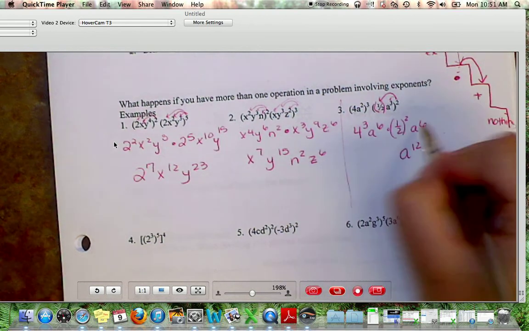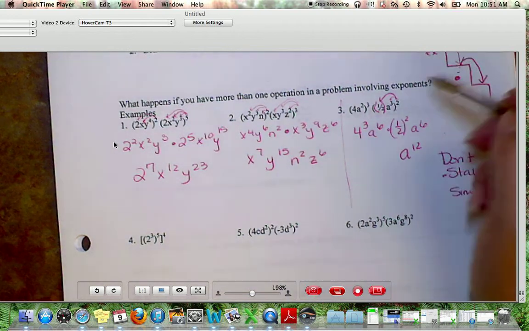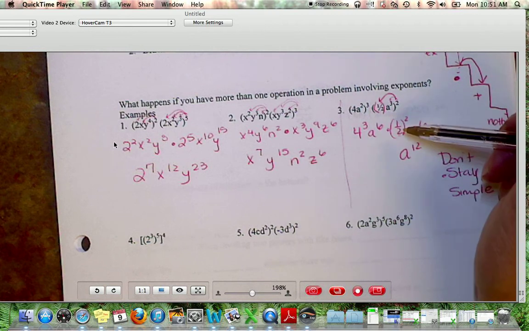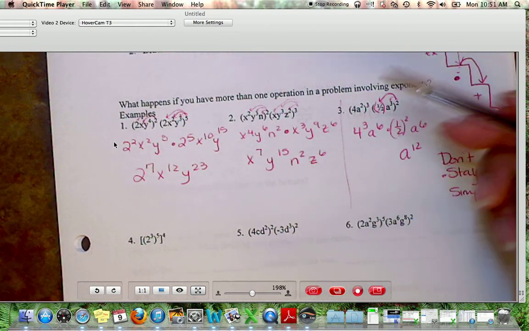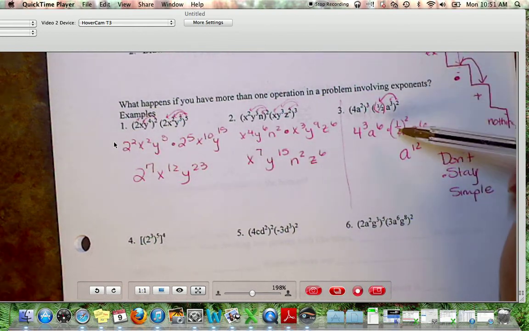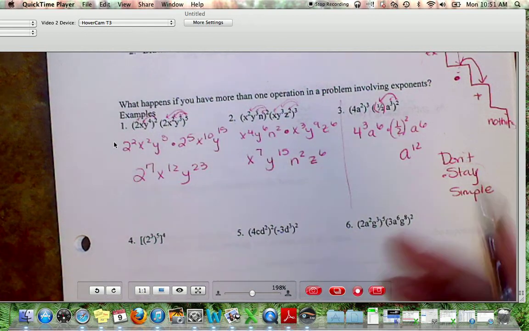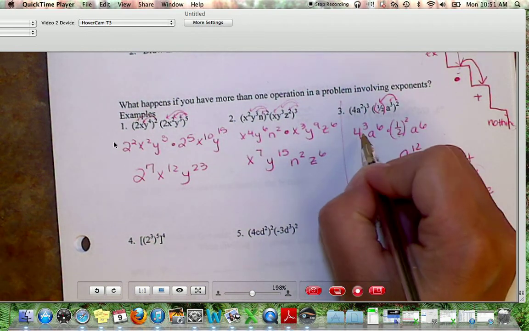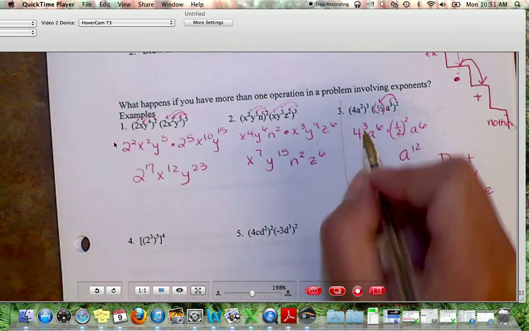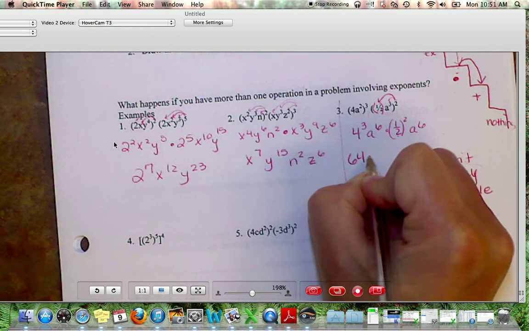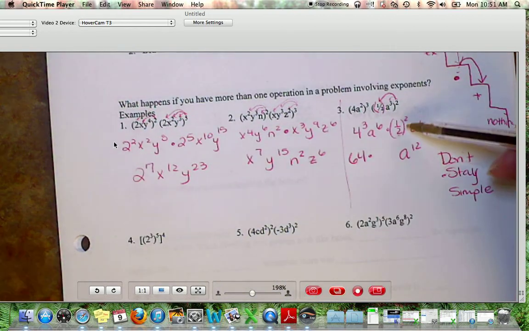That part's easy. It's the coefficients that are always the problem. Now, I know that the base 4 and the base 1/2 are not the same. So the only way I will be able to simplify this problem is if I convert them all to just regular numbers. And so no exponents, just standard form. And I will do that by, first I need to figure out what 4 to the 3rd power is. So that's 4 times 4 times 4, which is going to be 64.